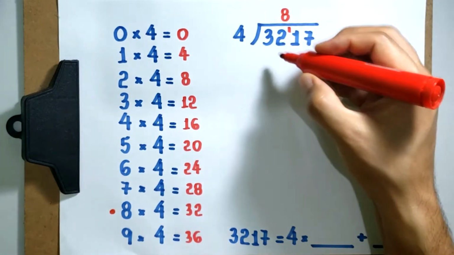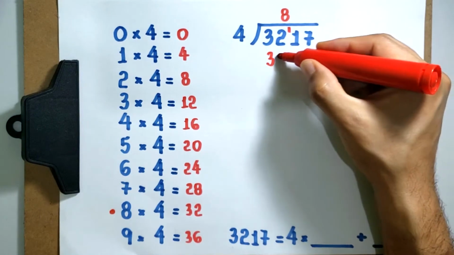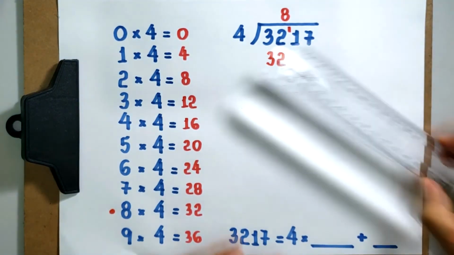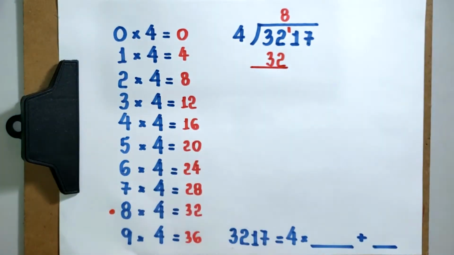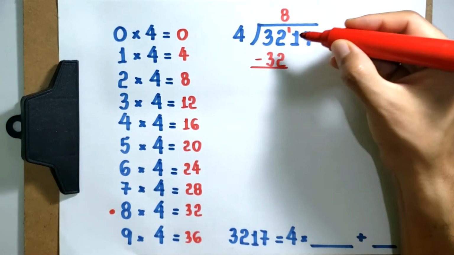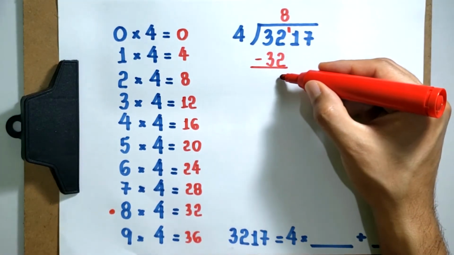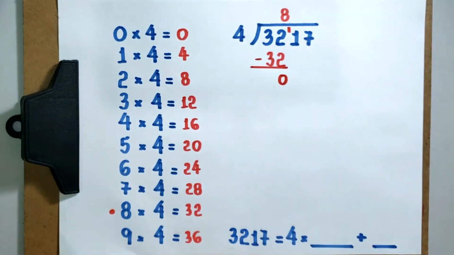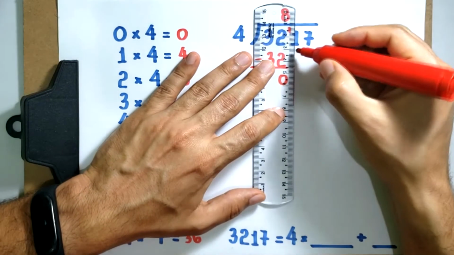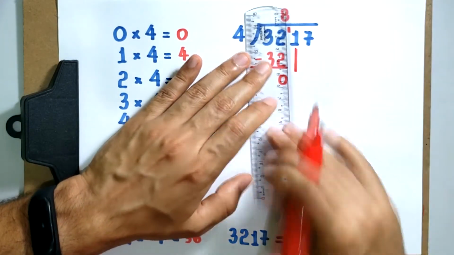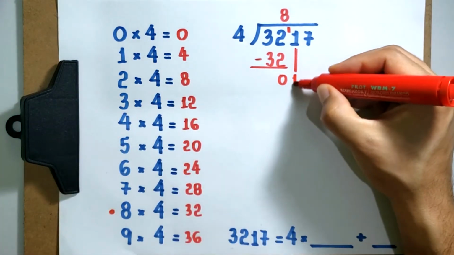Since 8 times 4 equals 32, I write it here and then I subtract. You will say this is very easy because 32 minus 32 equals 0. After a subtraction, I bring down the next digit. In this case, we have here 1. So now we work with 1.